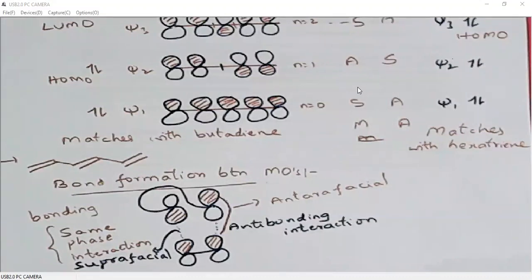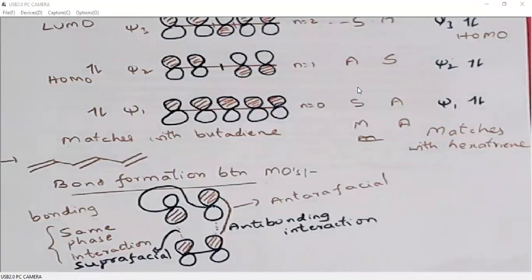So there are two types of bond formations in pericyclic reactions. One is suprafacial bond formation, another one is antarafacial bond formation. If the two orbitals are approaching with the same phase, then they can easily overlap with each other, and that will lead to a bonding interaction. So that is called suprafacial. If the two orbitals are approaching with opposite lobes, one with a negative lobe, one with a positive lobe, that is called anti-bonding interaction. So in that case, a bond formation will not be possible.